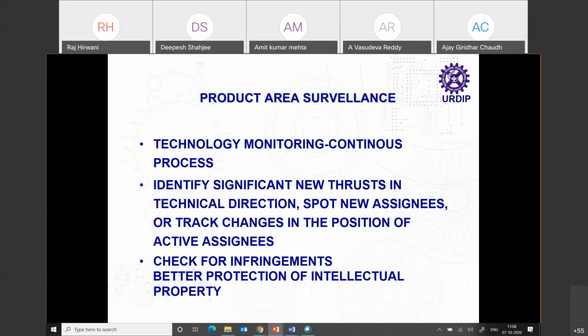And people keep it confidential till the product comes to the market. The only source of information for you is a patent document, because that is filed early. And the only time lag for you is that 18 months before it is made public.